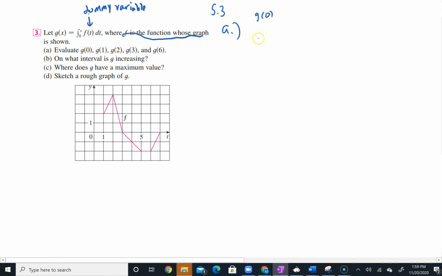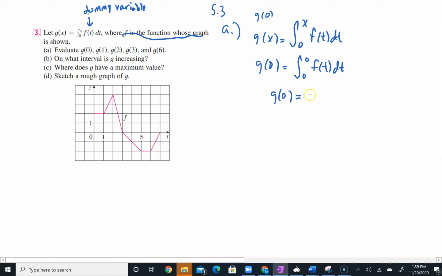G of 0, my goodness, if you had g of x is equal to the integral from 0 to x of f of t dt, well then, of course, g of 0 would just be the integral from 0 to 0 of f of t dt. And guys, that's always just going to equal 0. The integral from 0 to 0, no matter what you're integrating from, it's like saying find the net area from 0 to 0. Area is two-dimensional, and that's all you have. So you'd say, wow, okay, g of 0 is 0.